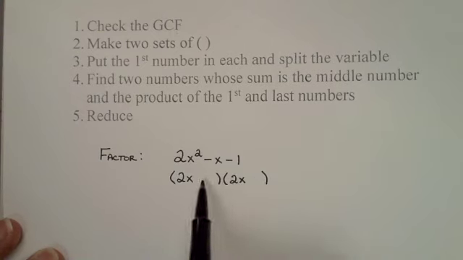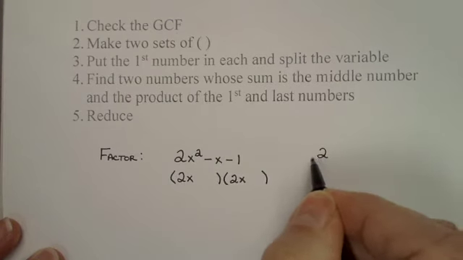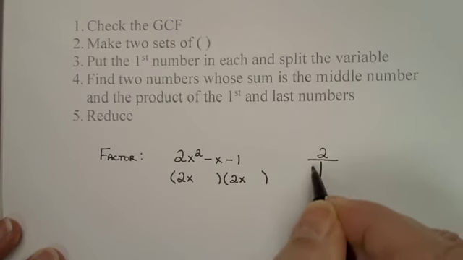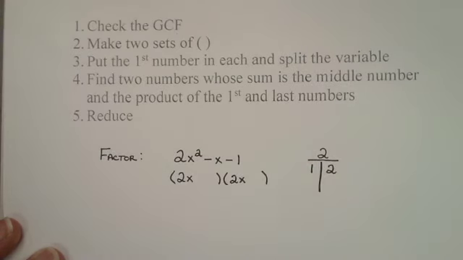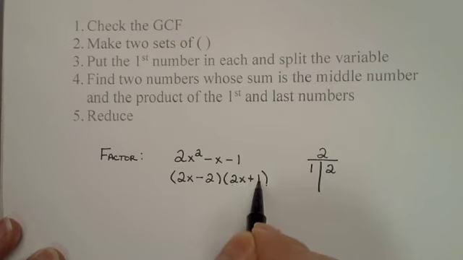I'm looking for 2 numbers to put right here. These 2 numbers have to add up to be the middle number. What is the middle number? Negative 1. There's a 1 sitting in front of that x. And they have to multiply together to give me the product of these 2 numbers, negative 2. So what are numbers that multiply together that give me 2? 1 and 2. That's it. If I add or subtract these, how can I get a negative 1? I can put positive and negative signs with these 2 numbers and get a negative 1. To get a negative 1, I better have a negative 2 and a positive 1.